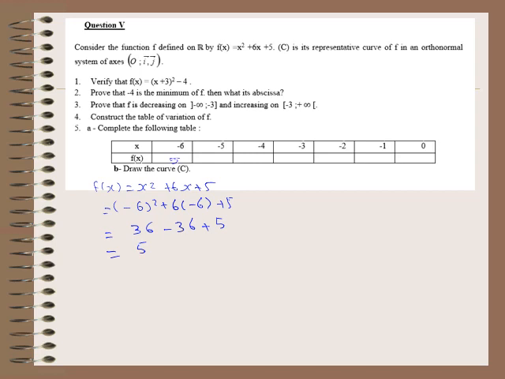As well as the second one, we substitute the same way and it gives us 0. The third one gives us −3. The fourth one gives us −4. The fifth one gives us −3. The sixth one gives us 0. And the last one gives us 5.